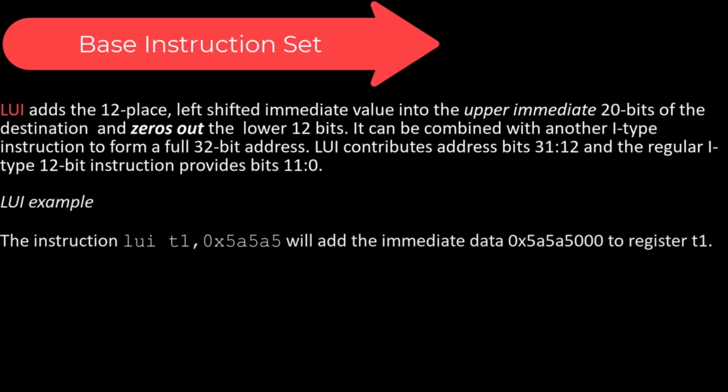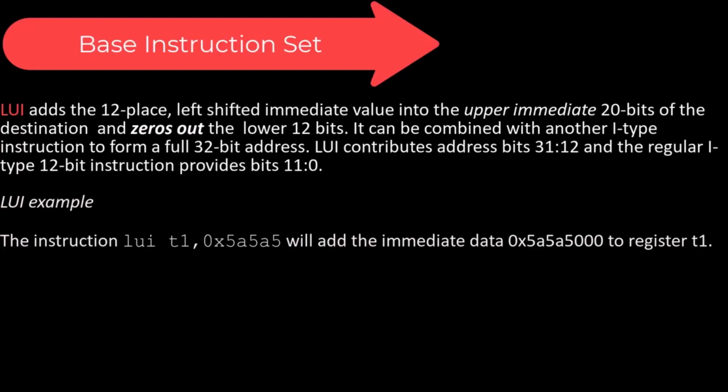LUI adds the 12 place, left shifted immediate value into the upper immediate 20 bits of the destination and zeroes out the lower 12 bits. It can be combined with another I-type instruction to form a full 32-bit address. LUI contributes address bits 31 through 12 and the regular I-type 12-bit immediate instruction provides bits 11 through 0.